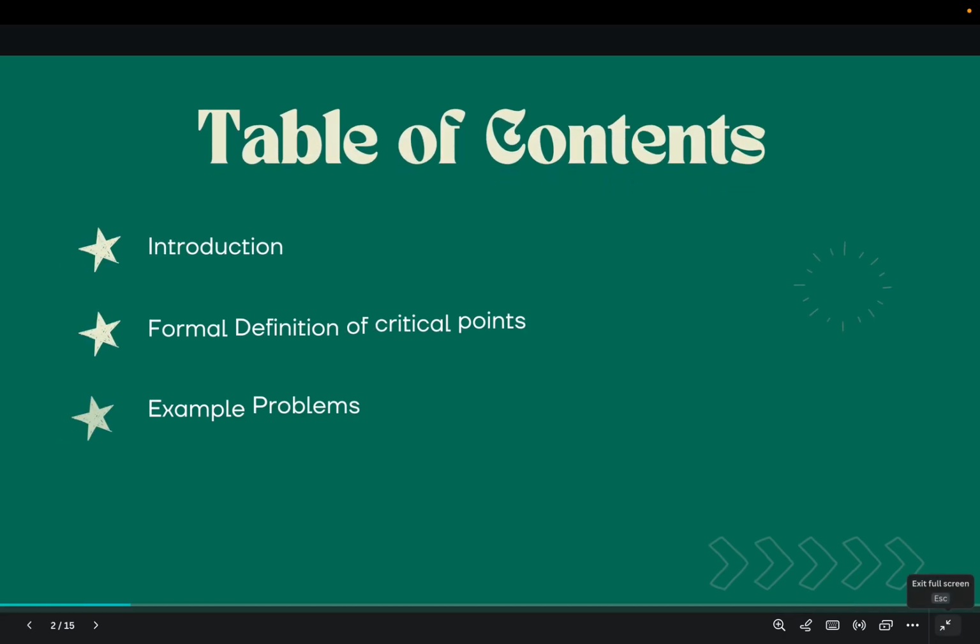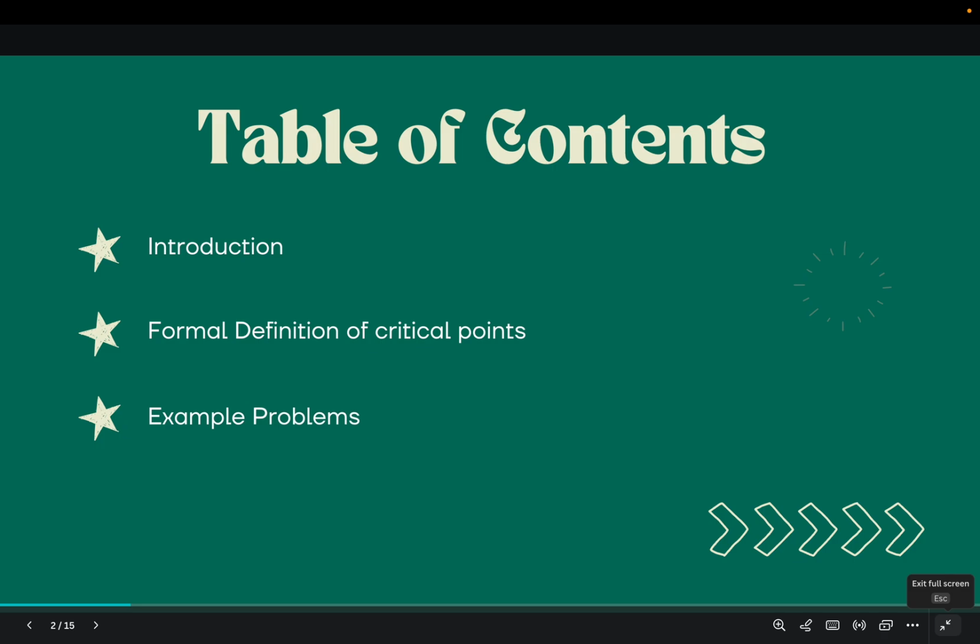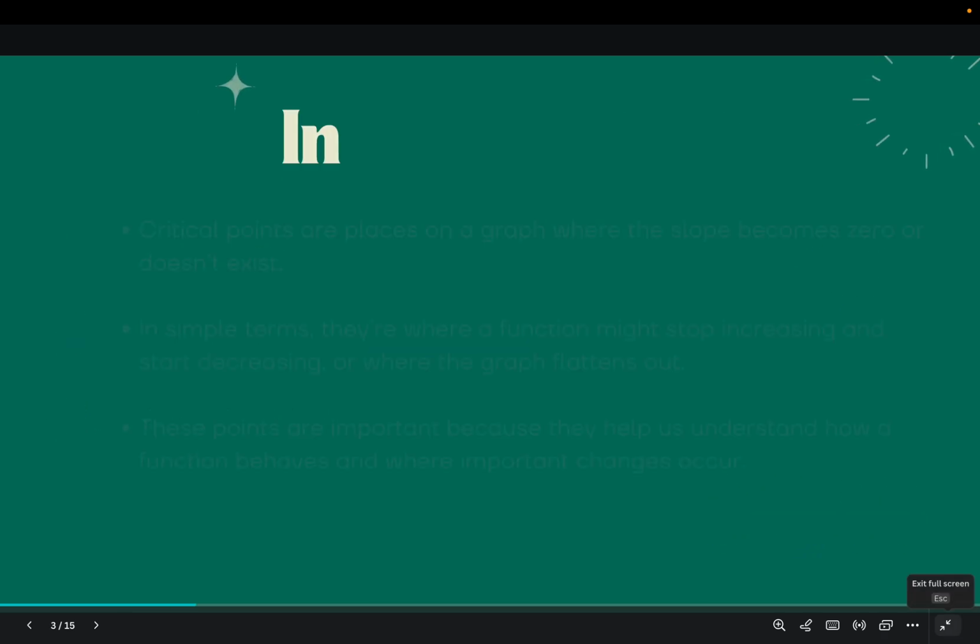So these are the topics and the contents that I'm going to cover today. The first is an introduction to critical points, and the second is the formal definition of critical points and how we could apply it to a real life example. And we're going to go through example problems. Today I prepared 3 example problems for you, and also a practice question that you could practice after this. So let's go through it.